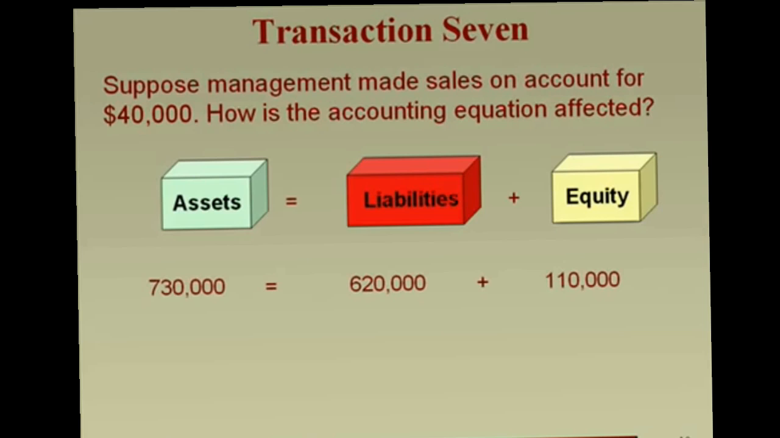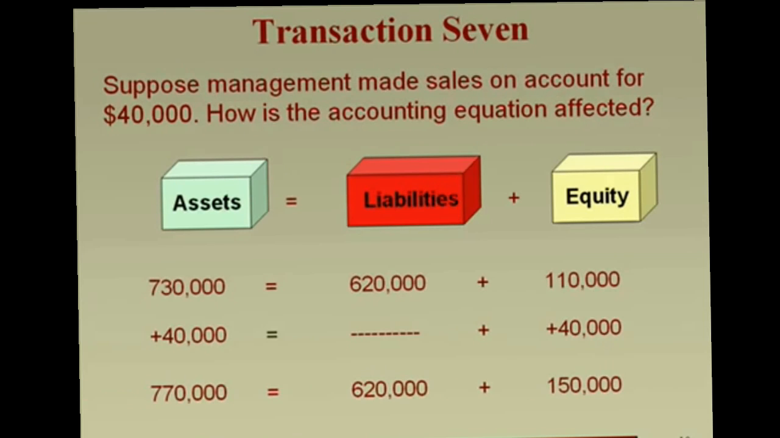Accounts receivable, as we previously discussed, are assets. So assets increase 40,000. Liabilities are not impacted. And equity increases 40,000. There you go. Was that clear? So the final accounting equation is, there you go, assets 770, liabilities 620, equity 50, and it still balances. Are you getting more comfortable with this? Let's try the next one.